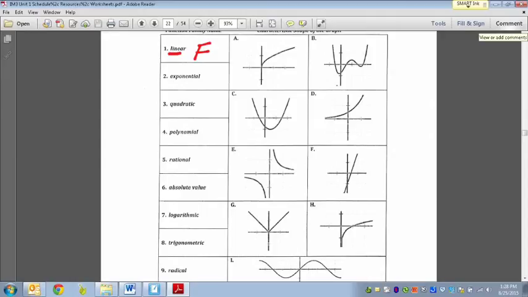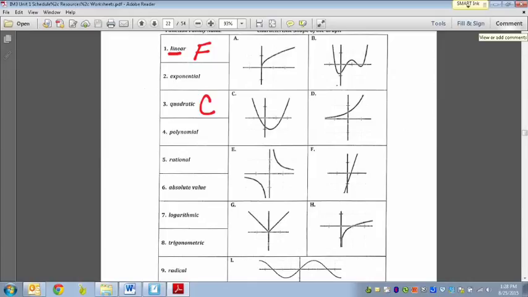Okay? Let's jump to quadratic, okay? We spent a lot of time with those in your IM2 days or earlier algebra days. And we know that quadratic functions produce a parabola. So looking at all these, a parabola, again, is kind of that U shape. And look at letter C, the typical parabola right there. So quadratic is C.